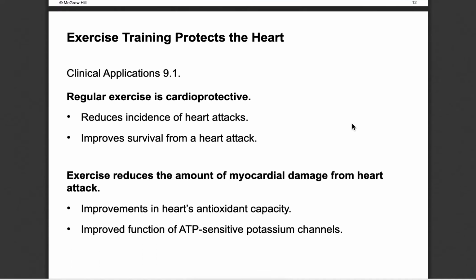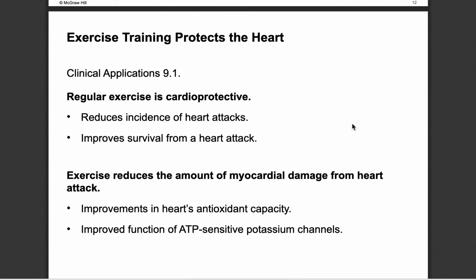So exercise training protects the heart from, as we talked about, MIs, myocardial infarctions. It helps to also reduce the chance of even having those, but if you do have them, better protection because the body is better able to make energy and deliver more oxygen, and it's just healthier in a lot of ways.